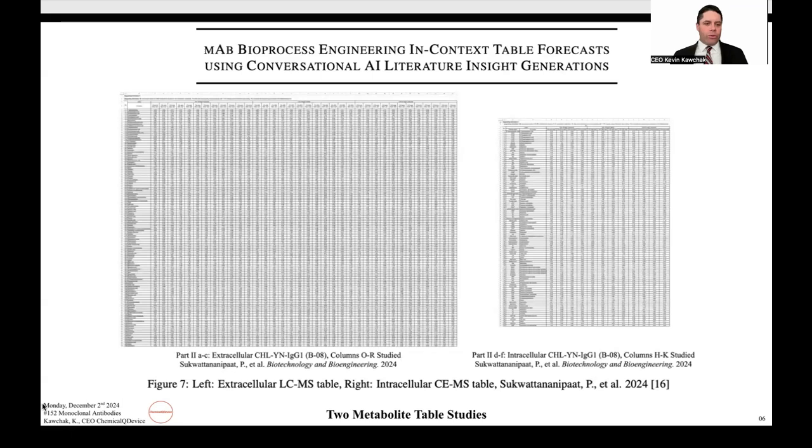Now, here are the 2 tables. This is the Sakwatanan paper, and I focused on these because inside them there are 3 main sections. You have Chinese hamster lung, with a cell pool for each of the 136. Then you have Chinese hamster lung, and the one that I focus on, which they call B08, was the main line focused on in this particular paper. They also looked at Chinese hamster ovary.